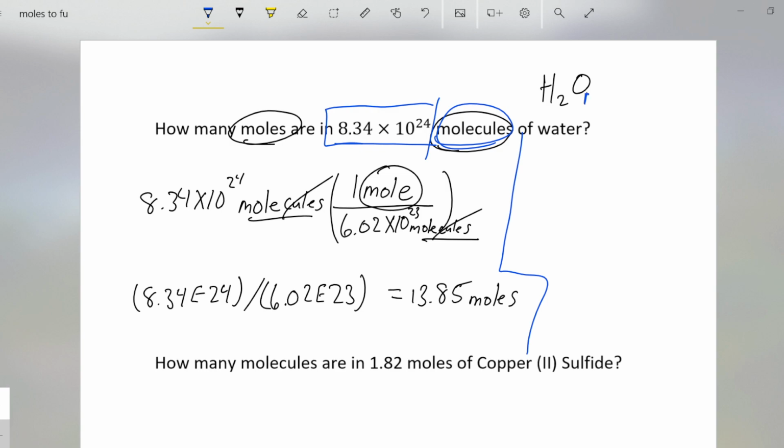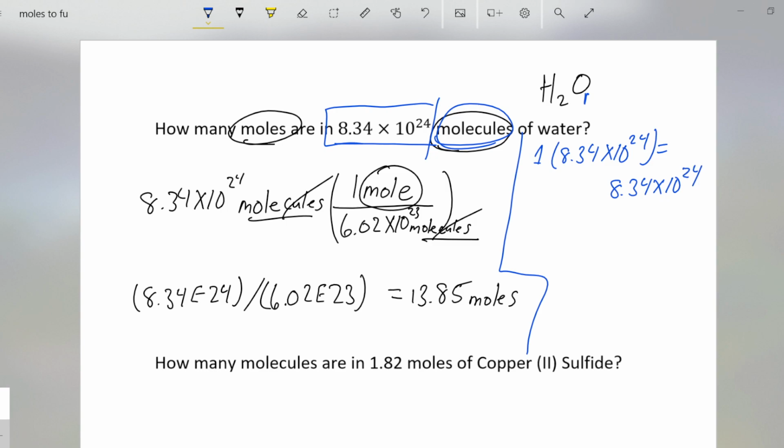I know that there is one oxygen in each molecule of water, so I could take 1 times 8.34 times 10 to the 24th, and that would give me my number of oxygens, which just happens to be 8.34 times 10 to the 24th.